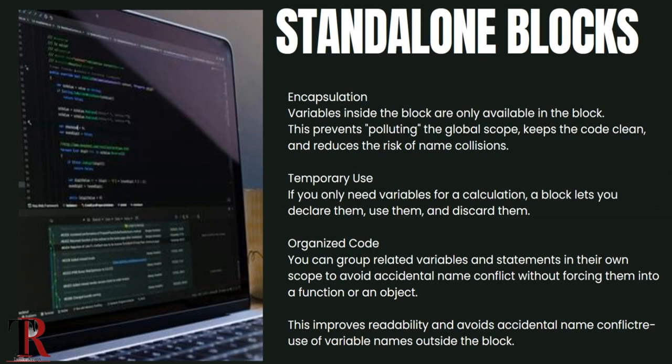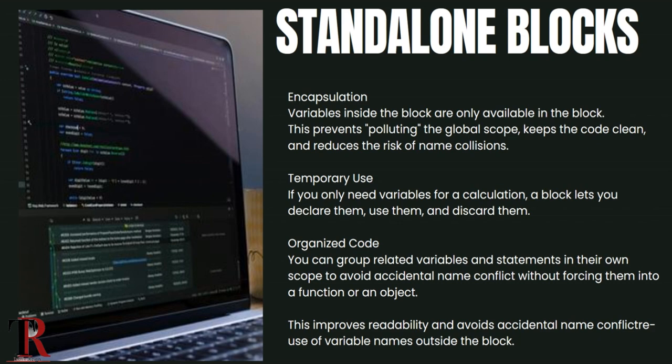So when you employ code blocks, every aspect of your program is controlled inside either a function, a loop, a statement, or a standalone code block. This prevents global scope pollution, keeps code clean, and reduces the risk of name collision. A variable that is available in a function is limited to that function, and it will not affect the same name in another part, like a loop or an if statement.